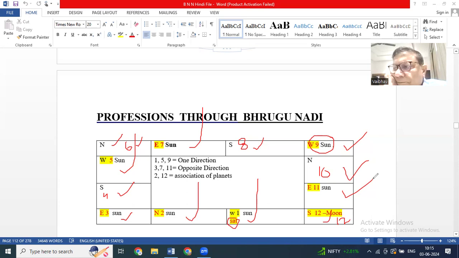And the 8th house, sudden gains, sudden losses. Suddenly the native may close his business. Suddenly he may open a business, a new job, like that. Always changes.